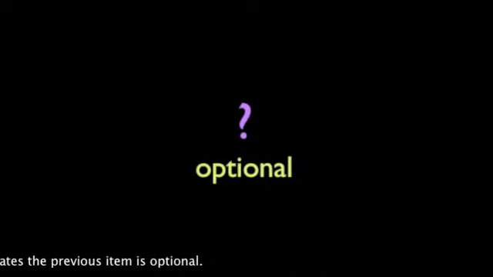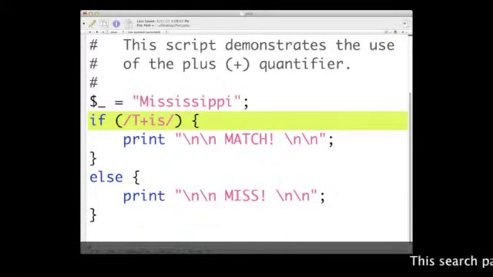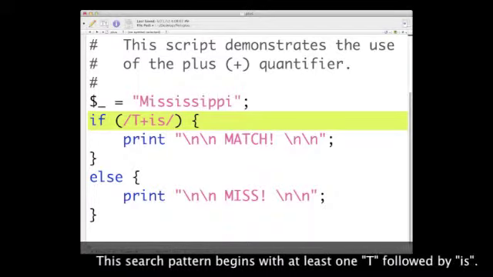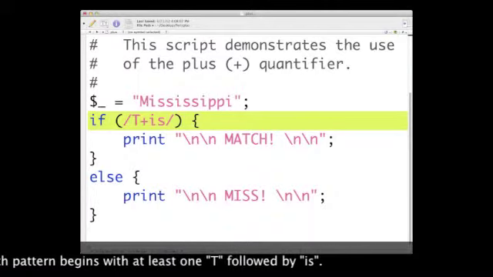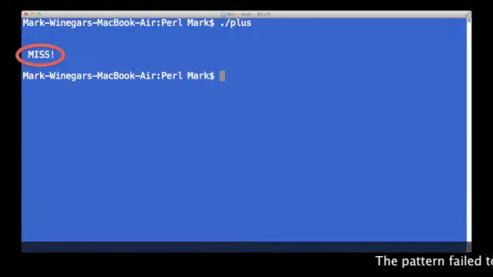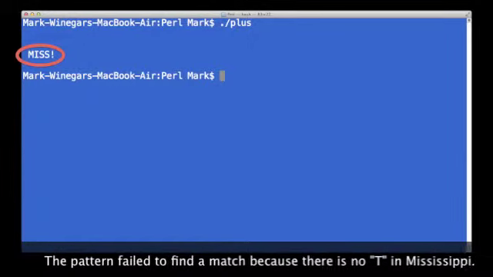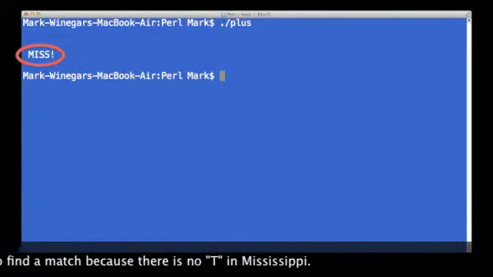It pertains to one and only one character. This regular expression pattern begins with a capital T, which is mandatory, and is followed by the letters I, S. We have a miss because there is no T in our string Mississippi.